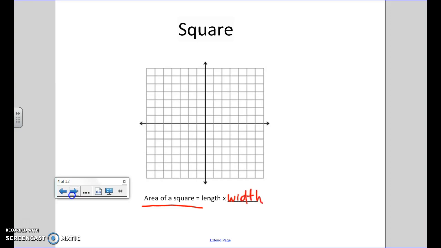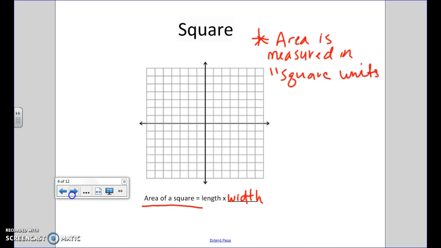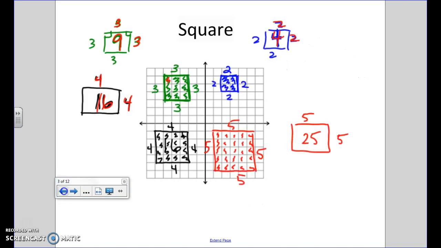Okay? And let's make ourselves a little note here somewhere. Area is measured in what we call square units. And I bet you can guess why we call it square units, because each of these units in here is the shape of a square. And so when we talk about square units, we're talking about area.